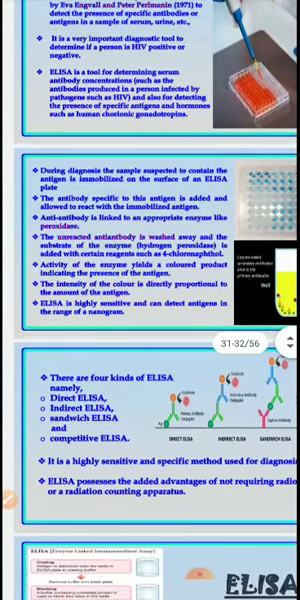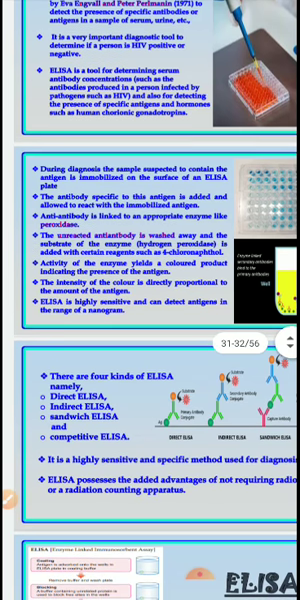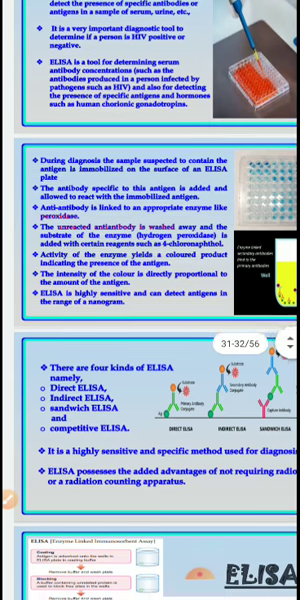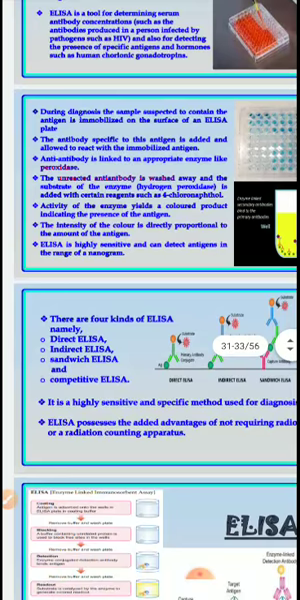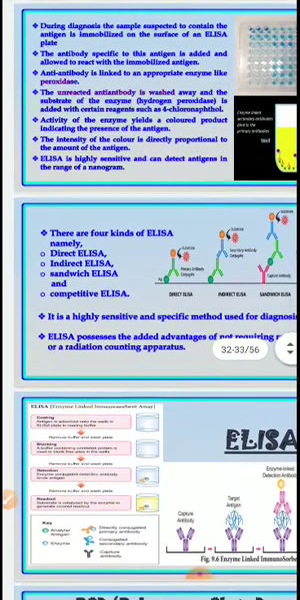Hormones such as human chorionic gonadotropin can also be detected. During the diagnosis, the sample suspected to contain the antigen is immobilized on the surface of the ELISA plate, and the specific antibody is allowed to react with the antigen, linked to an appropriate enzyme like peroxidase. Unreacted antibody is washed away. The enzyme acts on the substrate to give a color product indicating the presence of the antigen. The intensity of the color is directly proportional to the amount of antigen. ELISA is highly sensitive and detects the antigen.